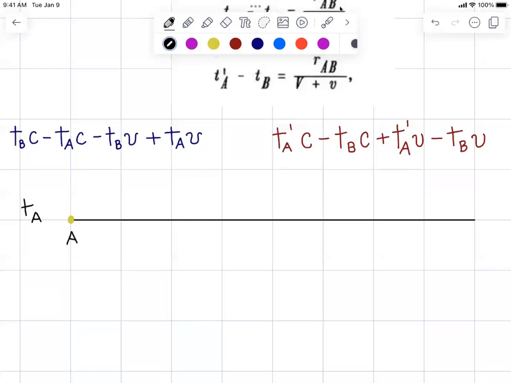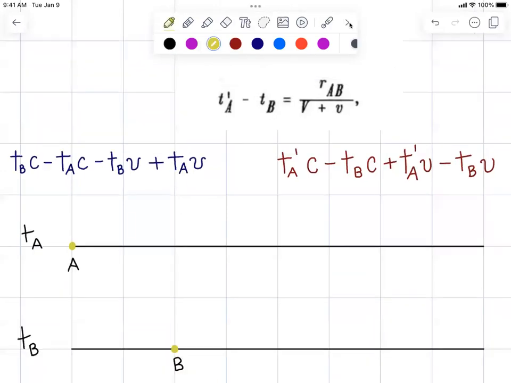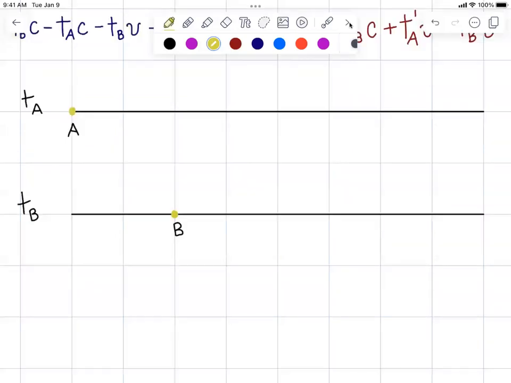Now I'm going to do the same thing for time TB. So here we have time TB and the corresponding physical situation with light being reflected at point B. And I have not drawn point A. And finally, I'm going to draw the physical situation corresponding to TA prime.